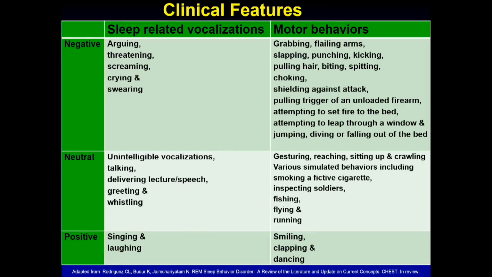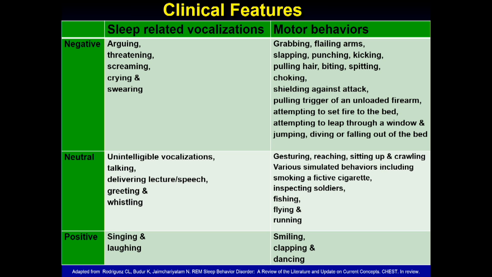So what are the behaviors that you can see? People might be arguing, threatening, screaming, crying, swearing, grabbing, flailing their arms, slapping around, punching, kicking, pulling hair, biting, spitting, choking. They might shield themselves from attack because in their dream they're being attacked. Pulling a trigger of a firearm, attempting to set fire to a bed, attempting to leap through a window, jumping, diving, falling out of bed.